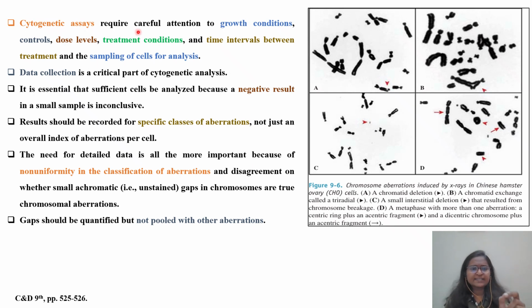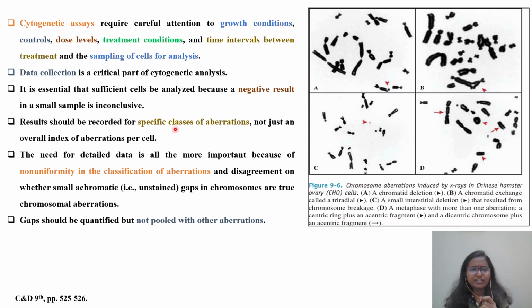So the cytogenetic assay requires careful attention to growth conditions, control, dose levels, treatment conditions, time interval between the treatment, and sampling of the cells for analysis. Data collection is a critical period in the case of cytogenetic analysis. It is essential that sufficient cells be analyzed because a negative result in a small sample is inconclusive. If the sample size is too small and you are getting a negative result, the result interpretation will be inconclusive.